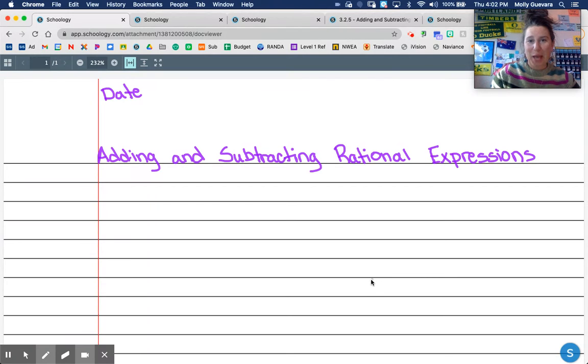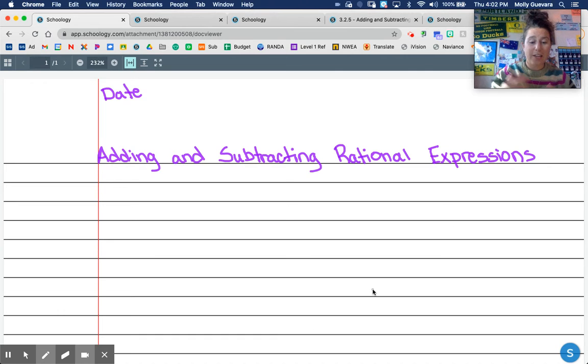Today we are doing adding and subtracting rational expressions. So last time we did multiplying, dividing. Today we are doing adding, subtracting. And so a little bit more difficult, but kind of similar to the same idea.